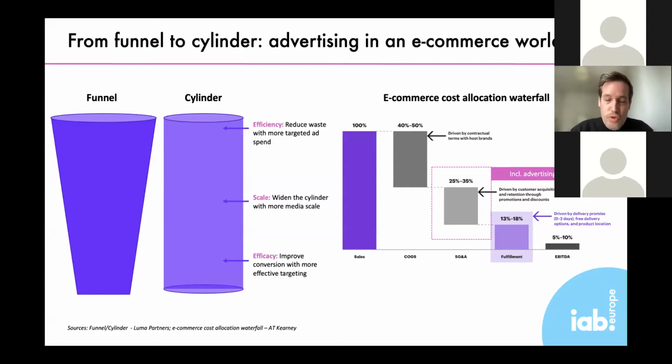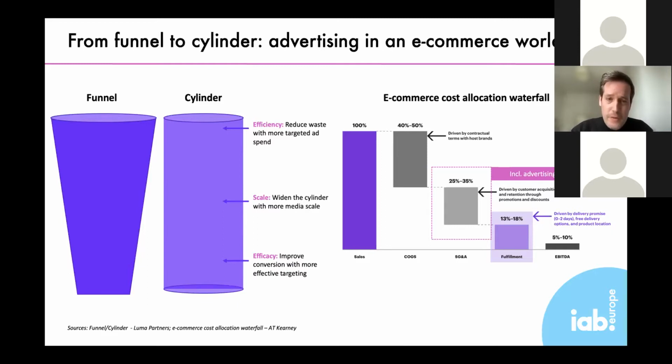And if you look at the range of SG&A here, 25 to 35%, in which advertising falls, it is the bucket with the biggest range in all of these, apart from, of course, the margins that the platforms take, but which is fixed. So you can't negotiate on that. But it means your SG&A bit is flexible. And that means if you can reduce the cost in there, moving from a funnel to a cylinder model, you can really improve the economics of your overall e-commerce model. And this is really important. So advertising plays a crucial role in the overall economics and the overall margins of e-commerce.